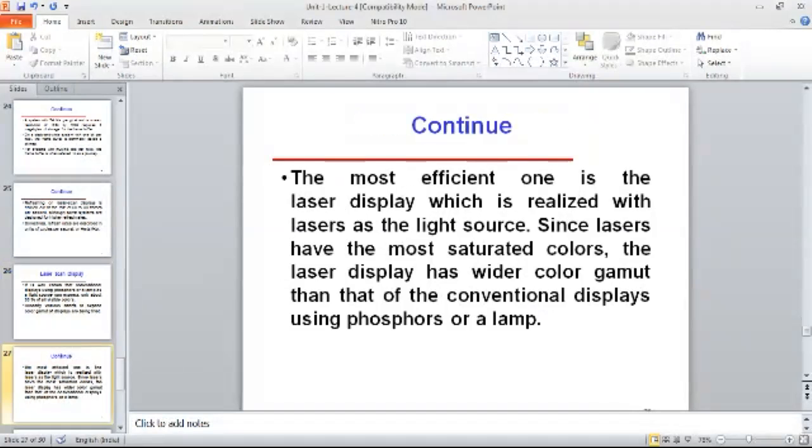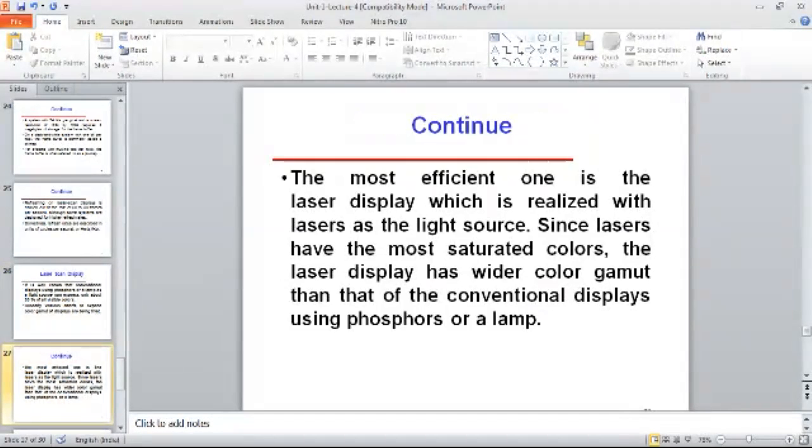The most efficient one is the laser display, which is realized with lasers. Here we use laser light as the light source, since lasers have the most saturated colors. So in this case, the colors are most saturated. The laser display has a wider color gamut than that of the conventional displays.